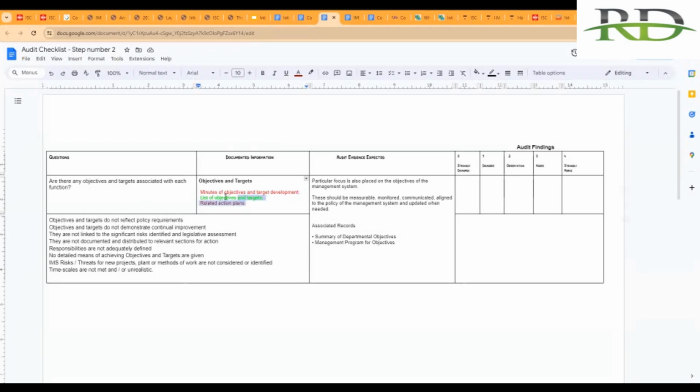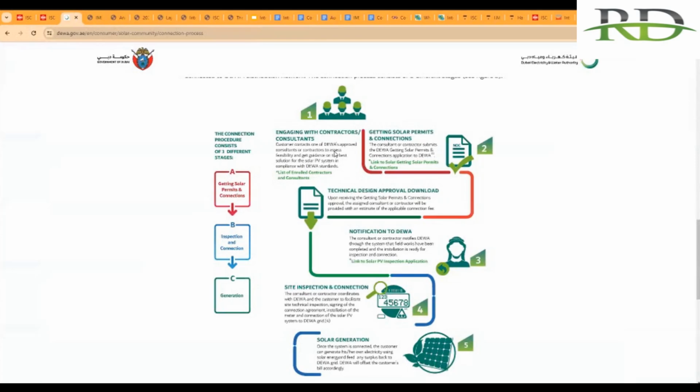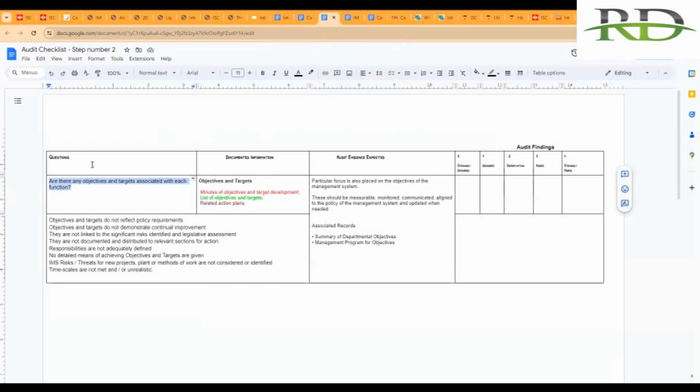Based on this information, I'm now going to follow up with this question: is there any evidence of objectives and targets with each function? Are there targets that you're trying to meet in step 1, step 2, step 3, step 4, quality, safety, and then environment? And then let's say everything is okay here. Indeed, this statement is true. Now, I'm going to take this information from the questions and the document.